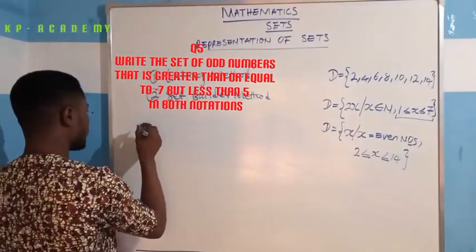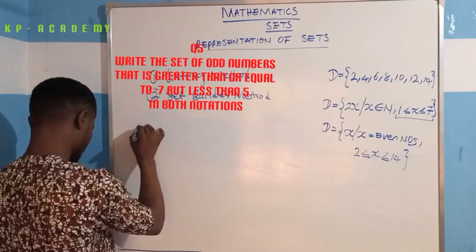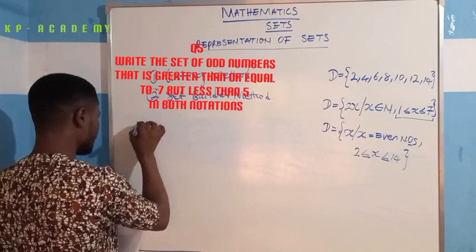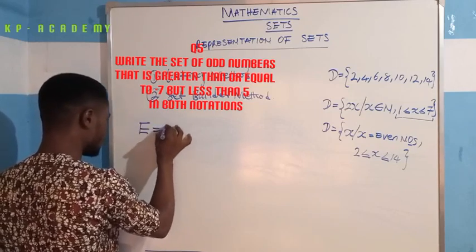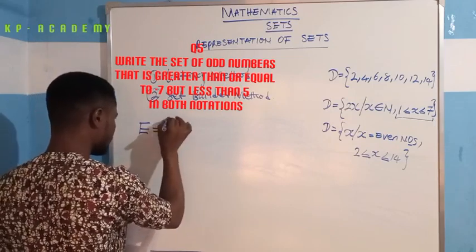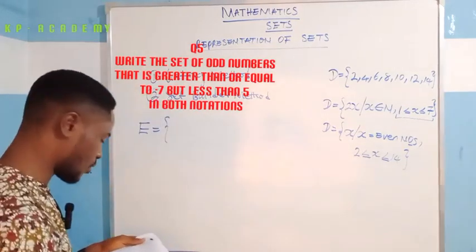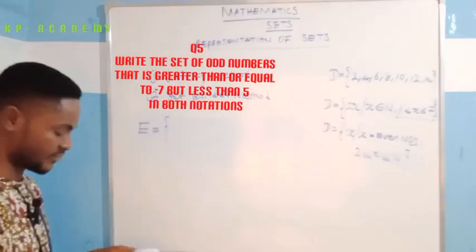So, the set of odd numbers. Let me use the symbol E to represent this set of odd numbers that we are talking about here. The set of odd numbers that is greater than or equal to -7 but less than 5.